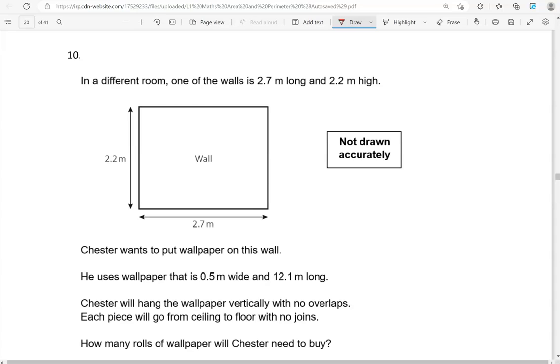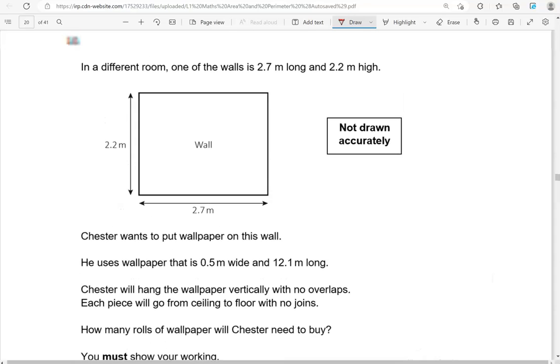In a different room, one of the walls is 2.7 meters long and 2.2 meters high. Chester wants to put wallpaper on this wall. He uses wallpaper that is 0.5 meters wide and 12.1 meters long. Chester will hang the wallpaper vertically with no overlaps. Each piece will go from ceiling to floor with no joins. How many rolls of wallpaper will Chester need to buy? You must show your working.